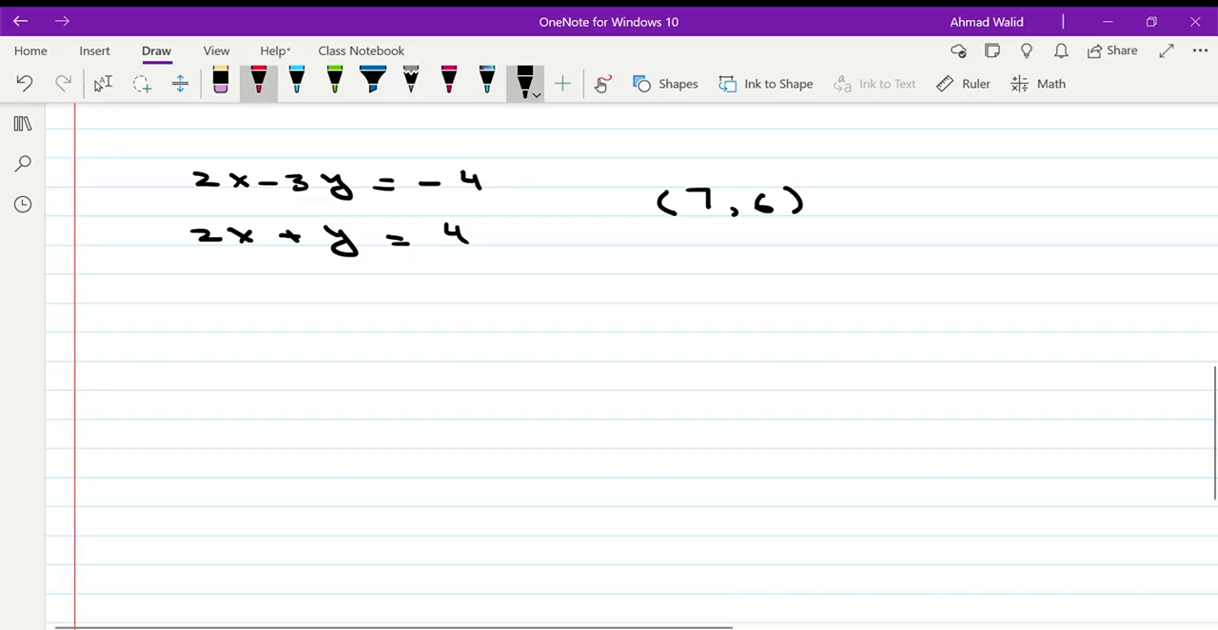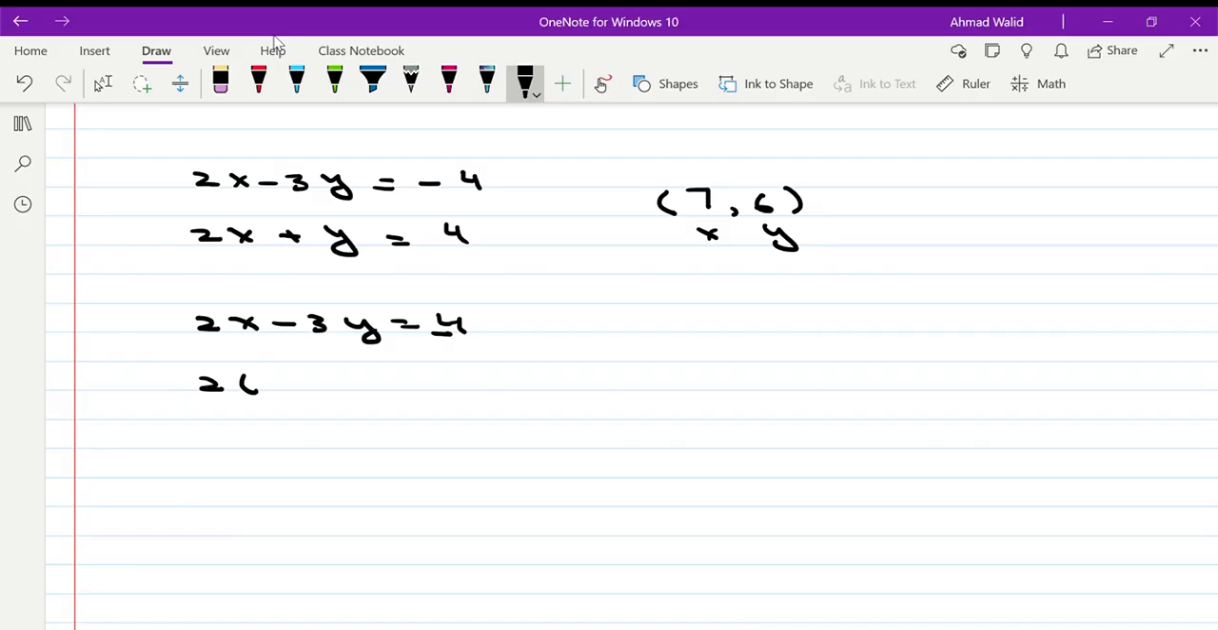I'll copy my equation number 1, which is 2x minus 3y equals negative 4, and I'll plug in the value of x and y in this equation. Then I can write 2 times, how much is my x? My x is 7, correct? Minus 3 times, how much is y? 6 equals negative 4. 2 times 7, is this equal to negative 4? I'm checking. I have to put a question mark here.